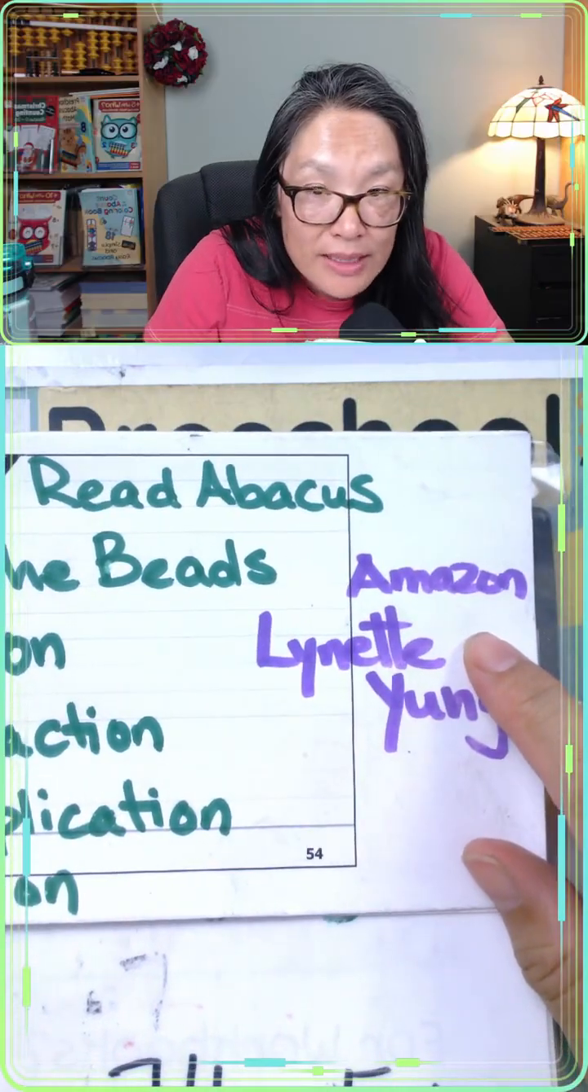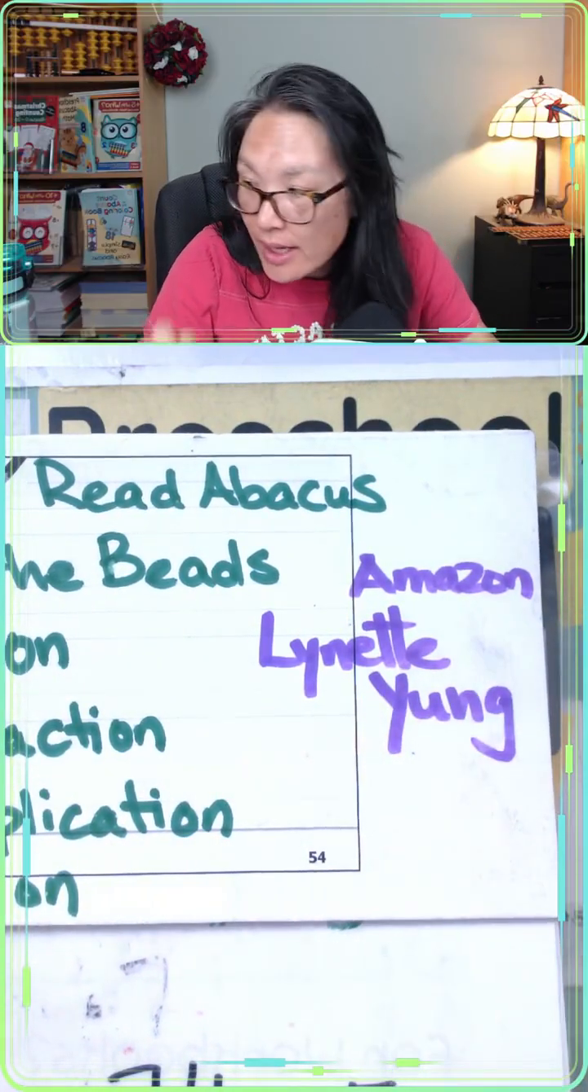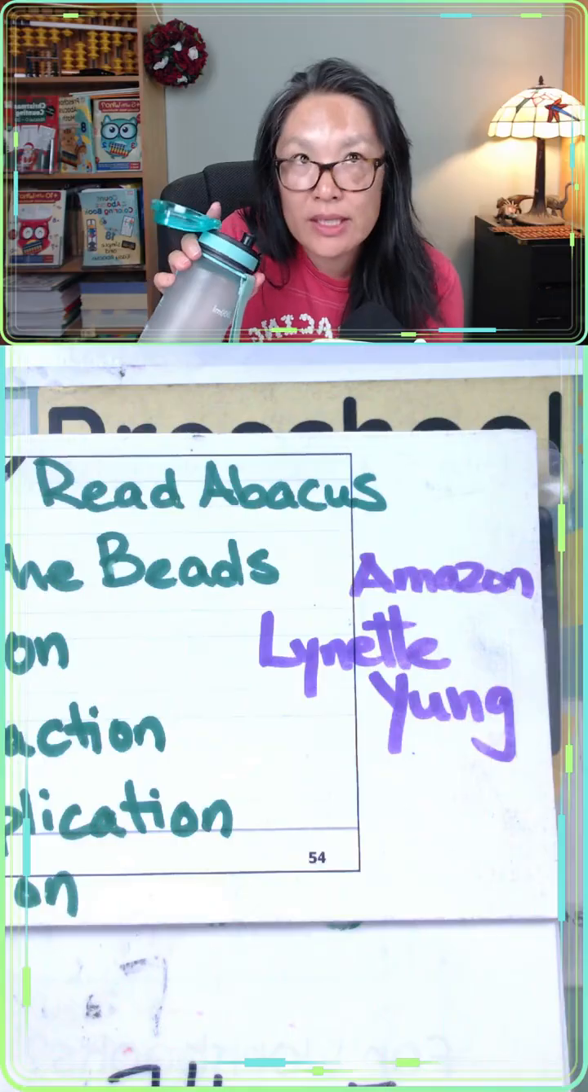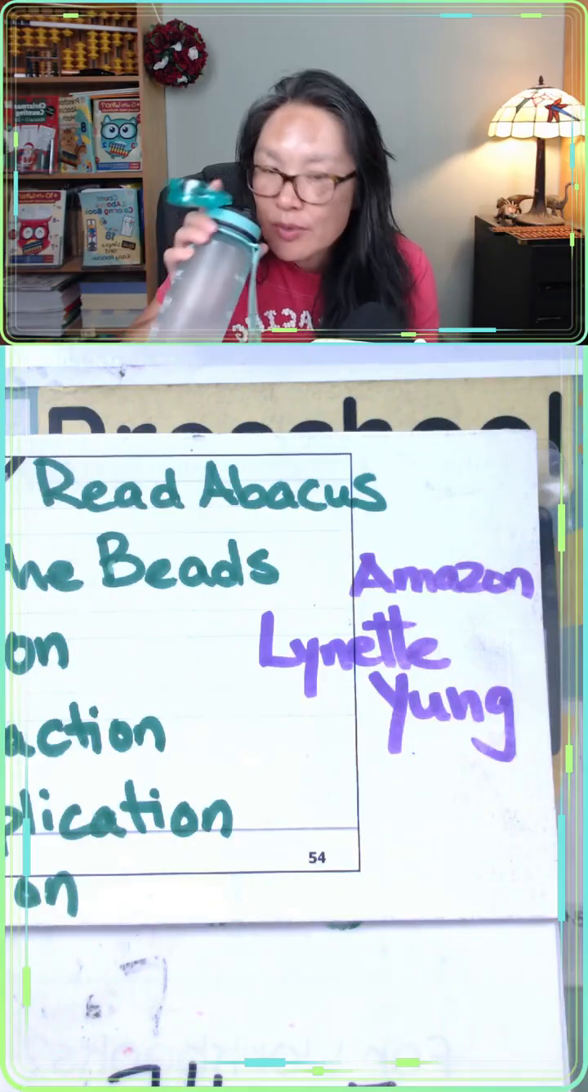My name is Lynette. I've been teaching abacus for about 20 years. I would start as young as 3. 2 is a little young because they're still not able to sit down. And it's up to you.